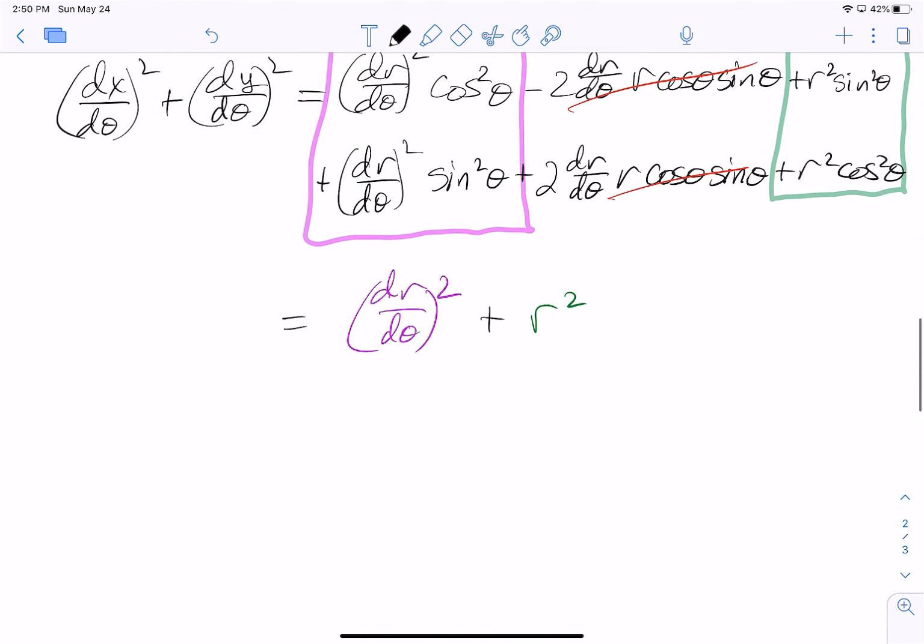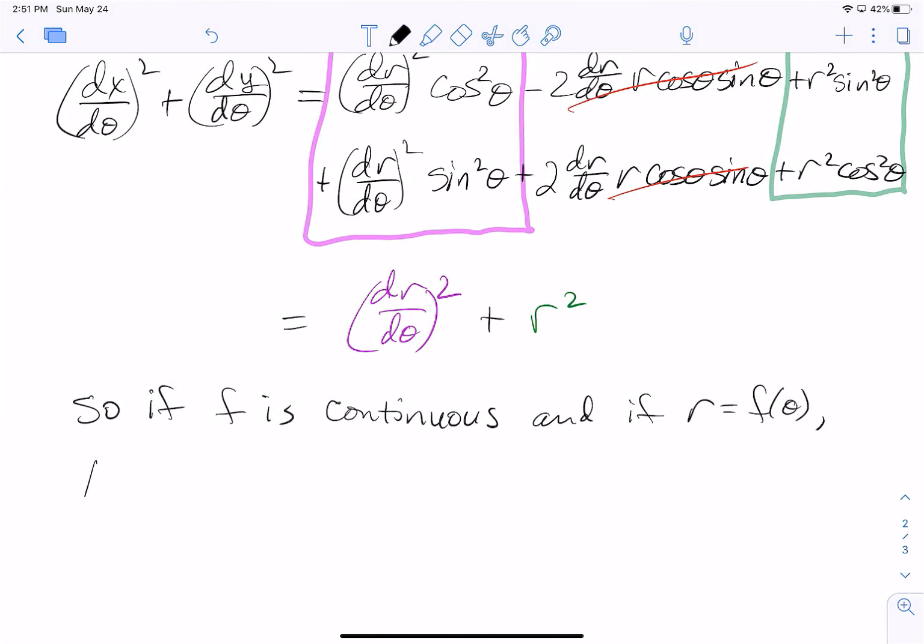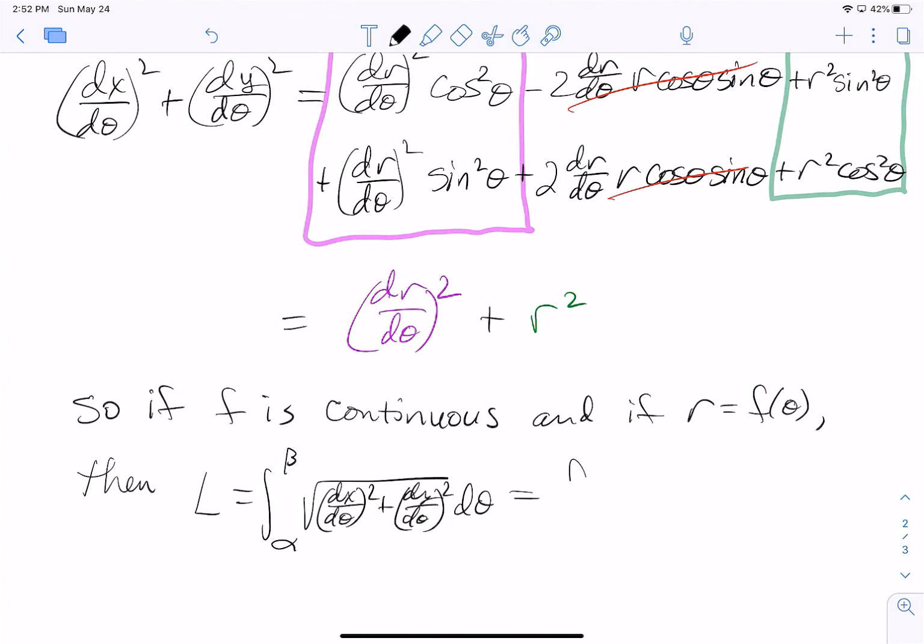What we end up with is that if f is continuous and if r is equal to f of theta, then the arc length, which had been given in parametric form as the integral from alpha to beta of the square root of dx d theta squared plus dy d theta squared d theta, becomes the integral from a to b of the square root of r squared plus dr d theta squared d theta.